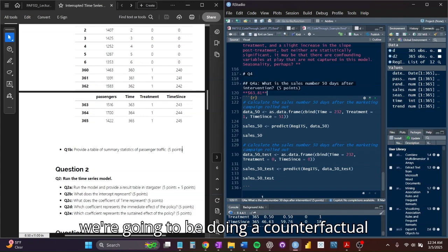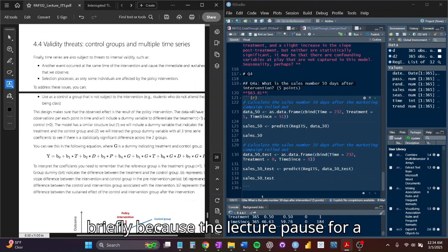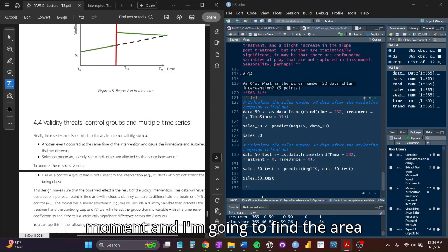All right, now we're going to be doing a counterfactual in this section here. This is where I want to get a couple of important things, and I want to circle back to the lecture briefly. Pause for a moment, I'm going to find the area that I need to find.